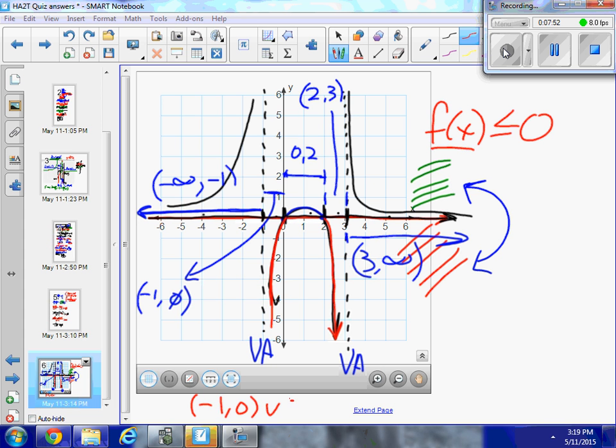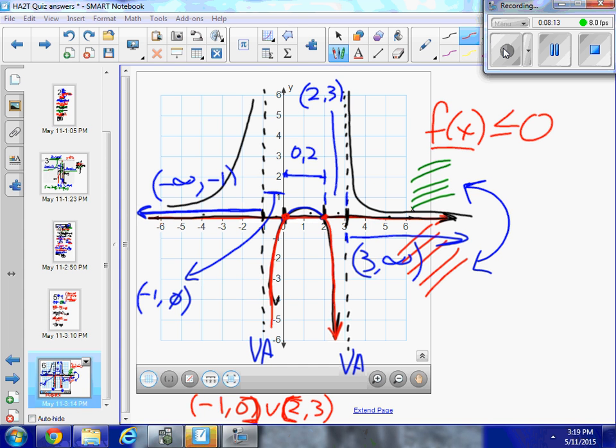and 2 to 3. But since I asked where it was less than or equal to 0, it is equal to 0 at 0, and it is equal to 0 at 2. So this 0 becomes a bracket, and this 2 becomes a bracket. And that would be the answer to this problem.